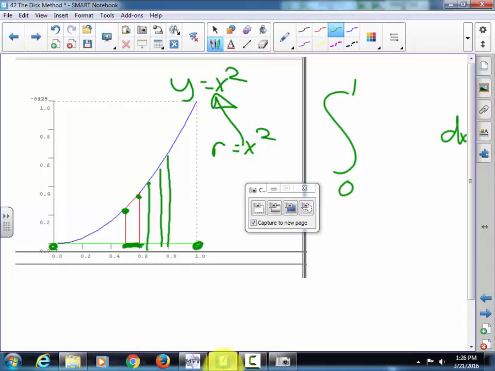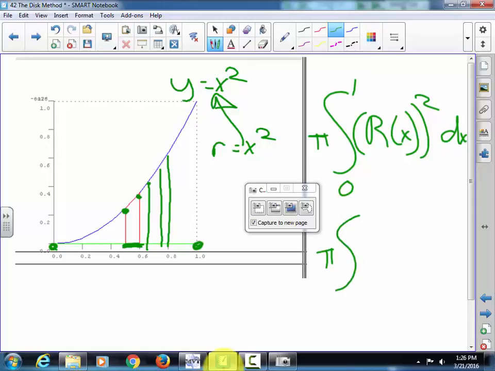What did we say we needed in addition to the height to find the volume of a cylinder? Pi r squared. Since pi is a constant number, I'm going to write it out here in front of the integration symbol. And what was the radius? X squared. The radius was our function itself. So in order to find the volume for this thing, it's pi, integral from 0 to 1, of the radius squared, which is x squared, squared, dx. So we will be able to find the volume of that shape by integrating that.